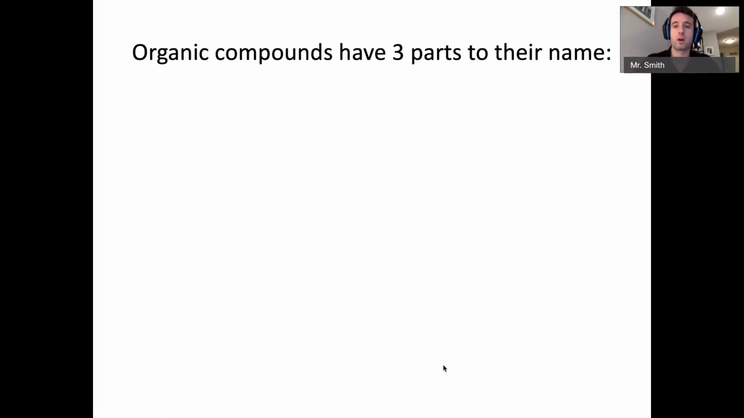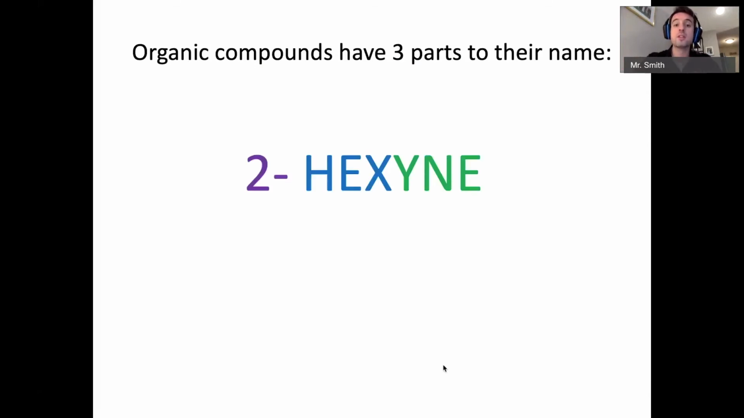So we're going to talk about how the name indicates a bunch of different things. This is an example of a name, 2-hexene. Notice that there's 3 parts to the name. You have the 2, you have the prefix hex, and you have the suffix in green, ENE.